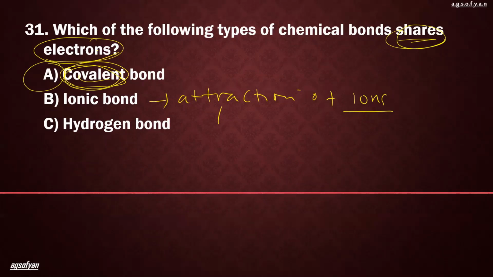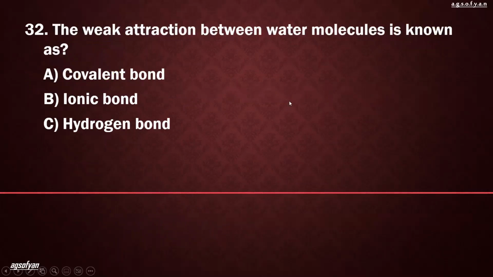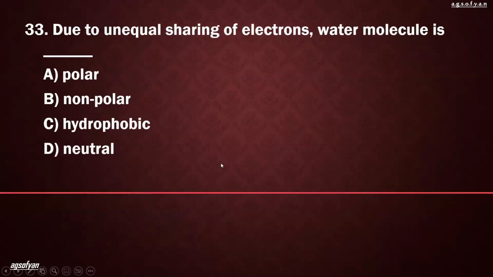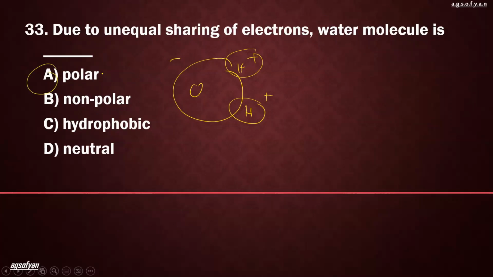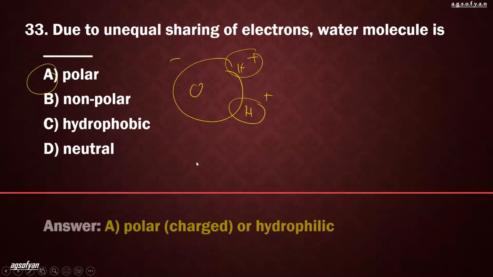That's covalent bond. If it's sharing electrons, there are many questions asking about sharing electrons. Just remember, it's always covalent bond. The weak attraction between water molecules is the weakest type of bond. Which one is that? Hydrogen bond. This is the weakest type of chemical bond. Due to unequal sharing of electrons, the water molecule has charge. It has oxygen and hydrogen, right? Hydrogen will be positive, oxygen will be negative. This is what we call polar. Polar means a molecule that has charge. Just remember, polar means charge.